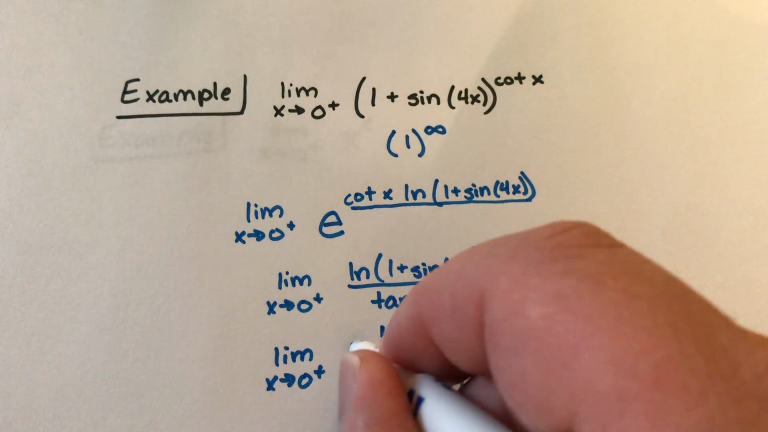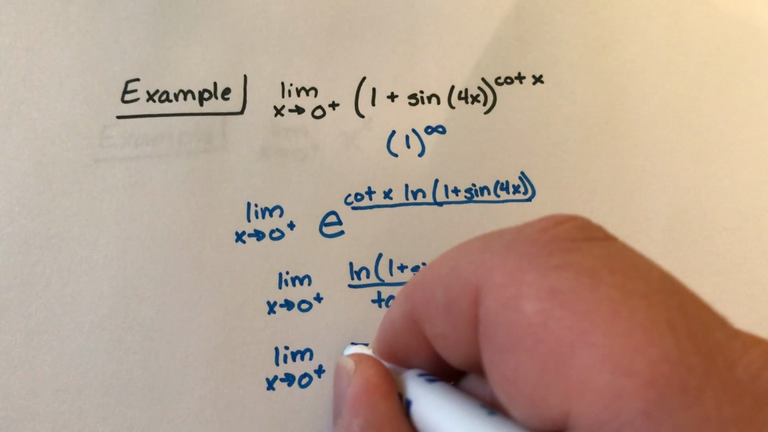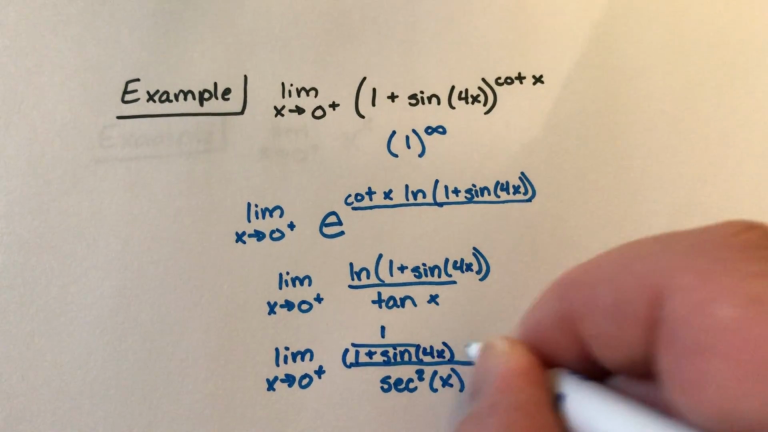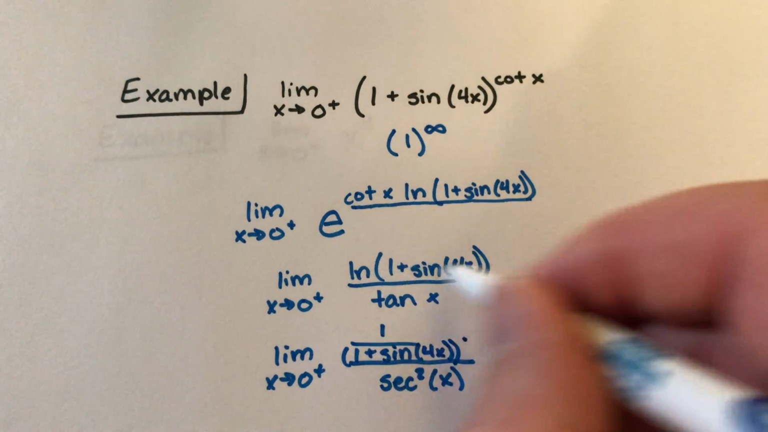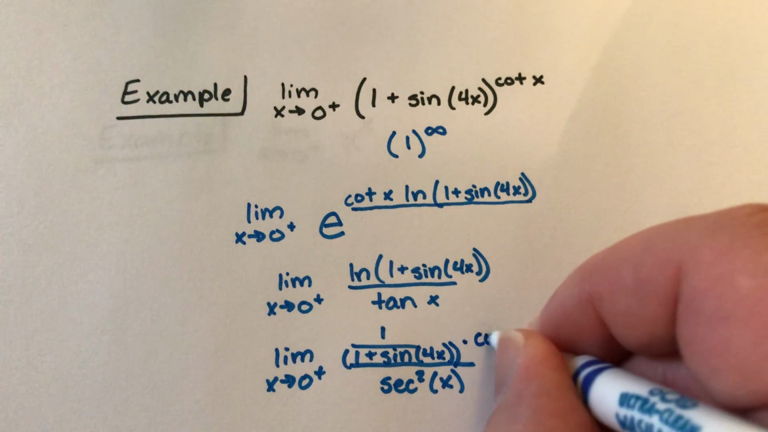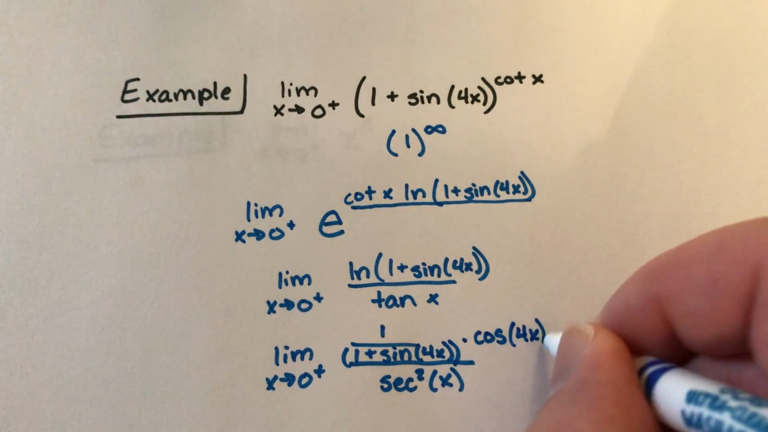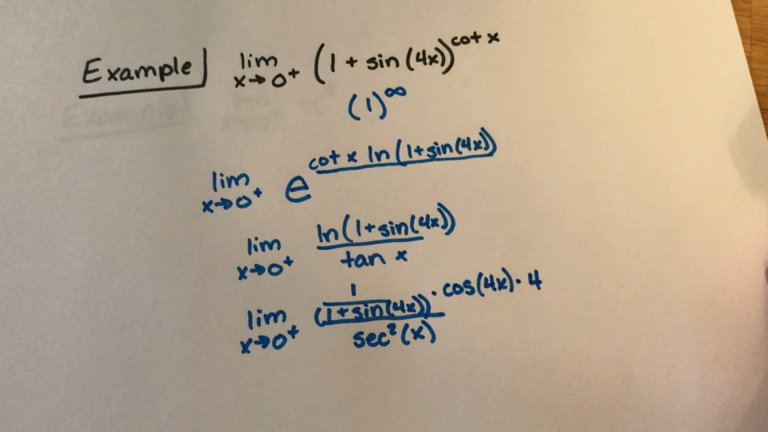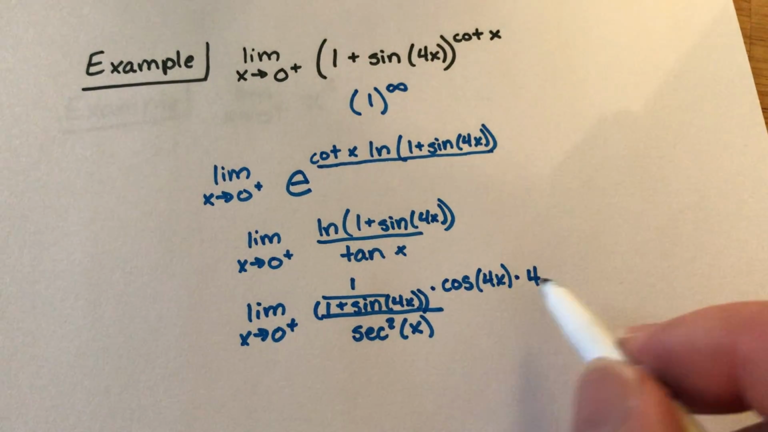First part is it's 1 over what's in the parentheses, the 1 plus sine of 4x. And then I'm going to multiply that by the derivative of what's inside. Well, 1 turns into 0. Sine is going to become cosine of 4x. And then I got to do the chain rule again because that 4x got to multiply by 4. All right, so lots of stuff that I have written down.